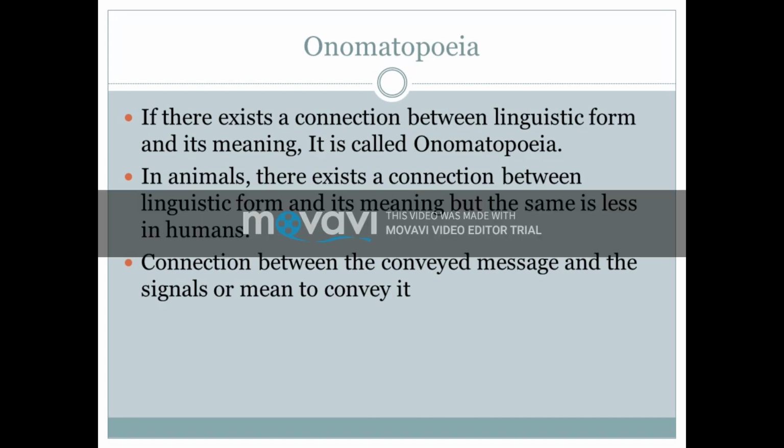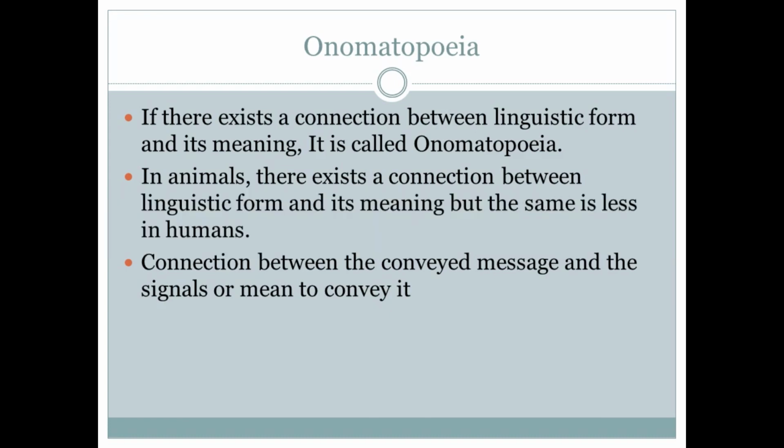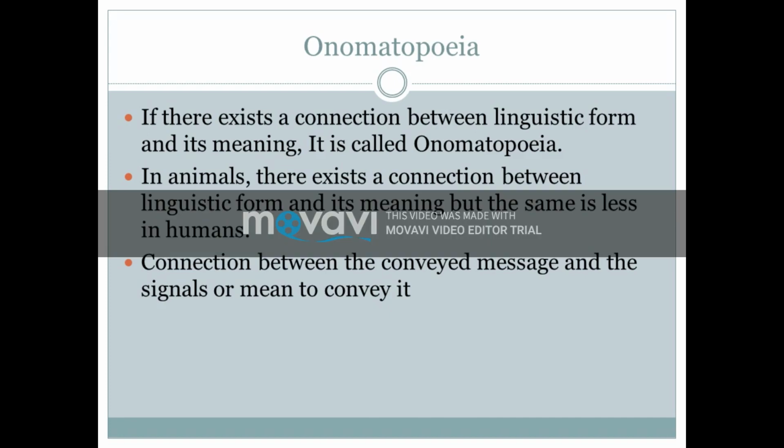That I have already discussed, that it is present in animals, like when a cat or a dog or any animal produces their sounds, they have some meanings. So their sounds have a close connection with the meanings, a connection between the conveyed message and the signals, the way to convey it, that I already explained, how these terms, the words and their meanings, are associated.